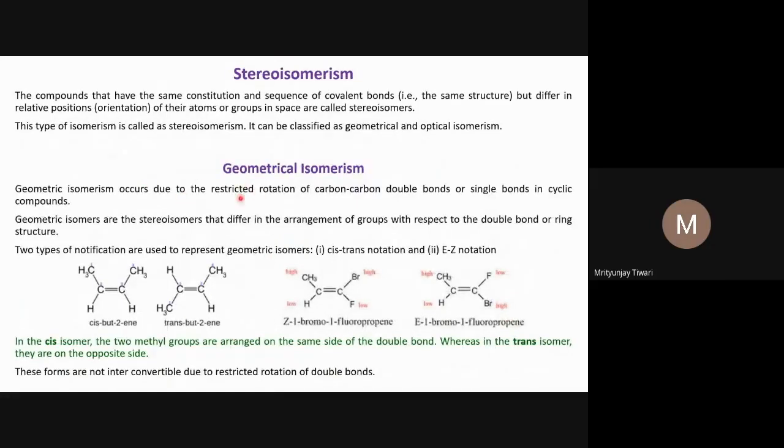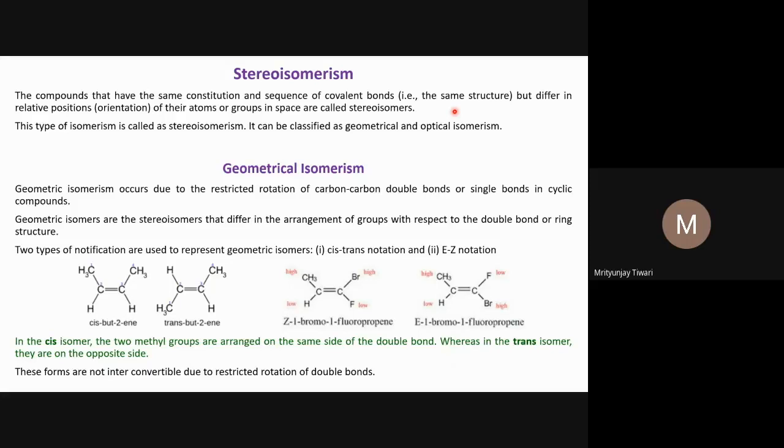Today I will mostly focus on geometrical isomerism, and in the next class we will study optical isomerism. So stereoisomers are compounds that have the same constitution and sequence of covalent bonds. It means they have the same structure, but they differ in the relative positions of their atoms or groups in space.